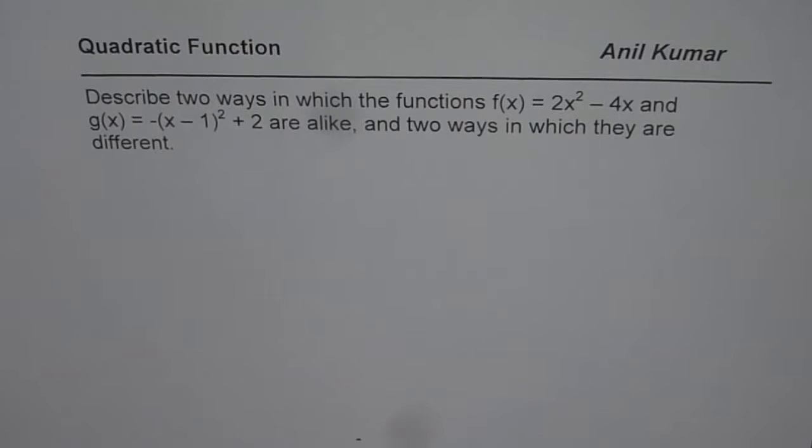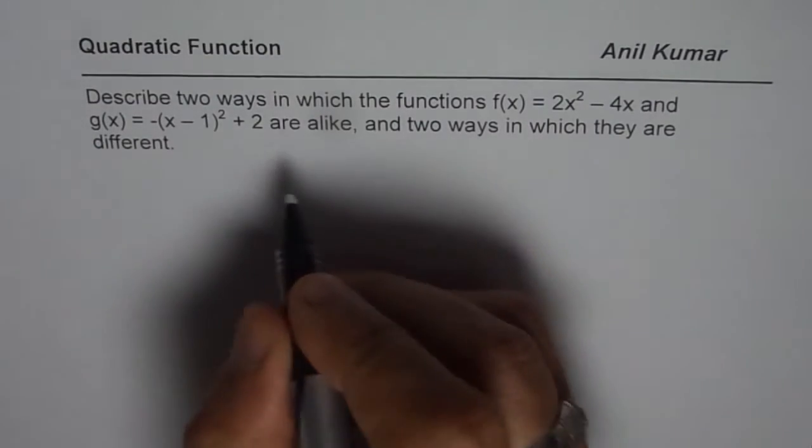I'm Anil Kumar, and in this video we'll further explore quadratic functions in different forms. The question here is: describe two ways in which the functions f of x equals 2x squared minus 4x and g of x equals minus (x minus 1) whole square plus 2 are alike, and two ways in which they are different. So let me rewrite both these functions.